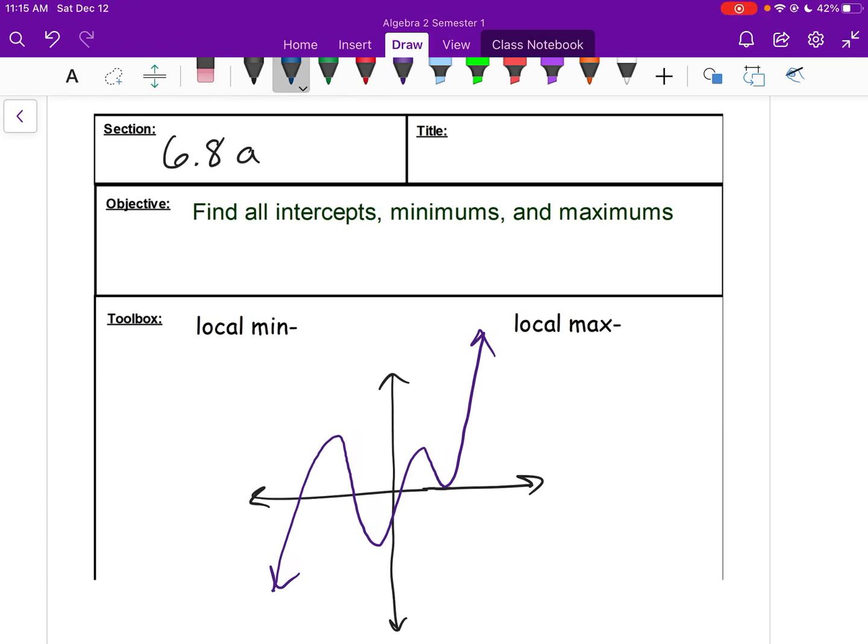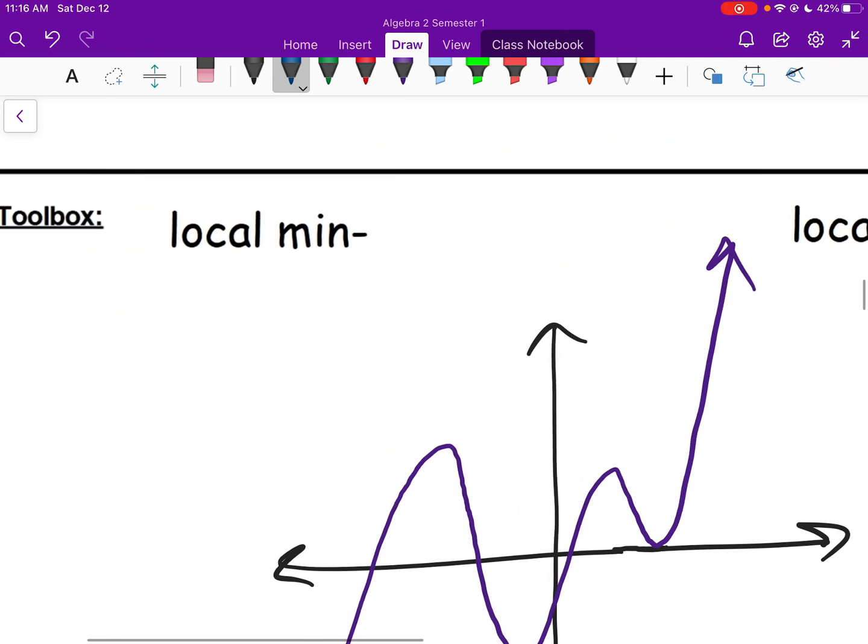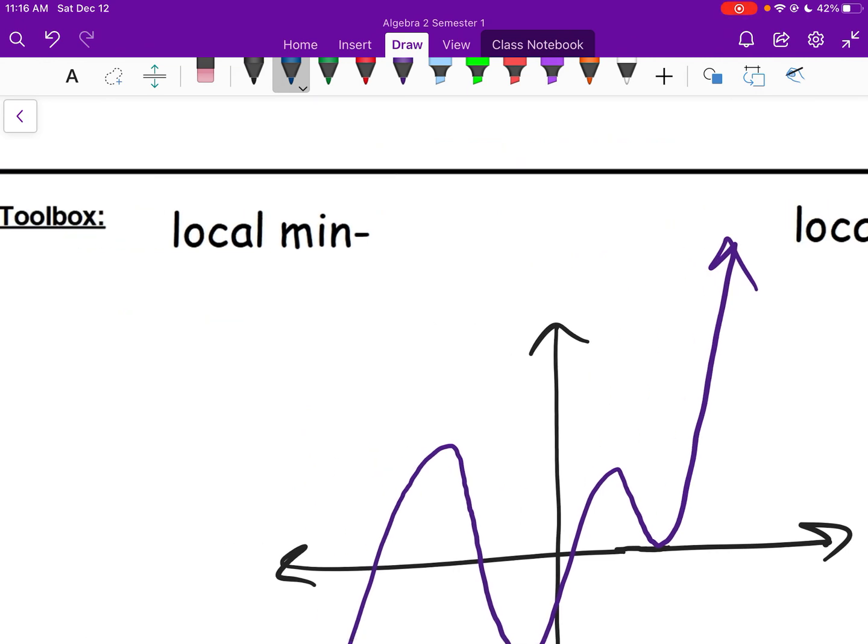Okay, 6.8a. For this lesson, we're going to find all intercepts, minimums, and maximums given graphs, or we're going to have to graph them with our calculator. All right, so intercepts. Intercepts are where it crosses the x-axis. Those are our x-intercepts. Y-intercepts would be where it crosses the y-axis. And then the other things we're going to look at is local max and mins.